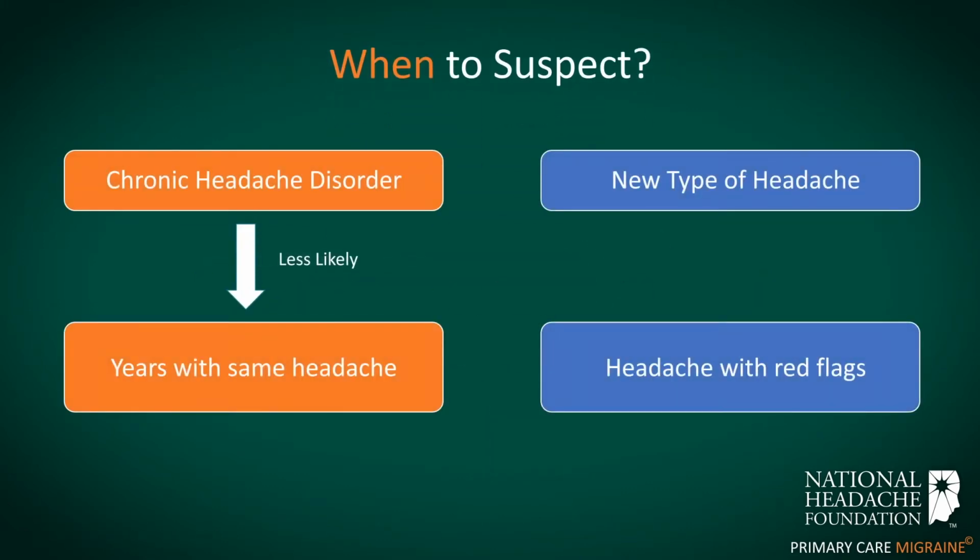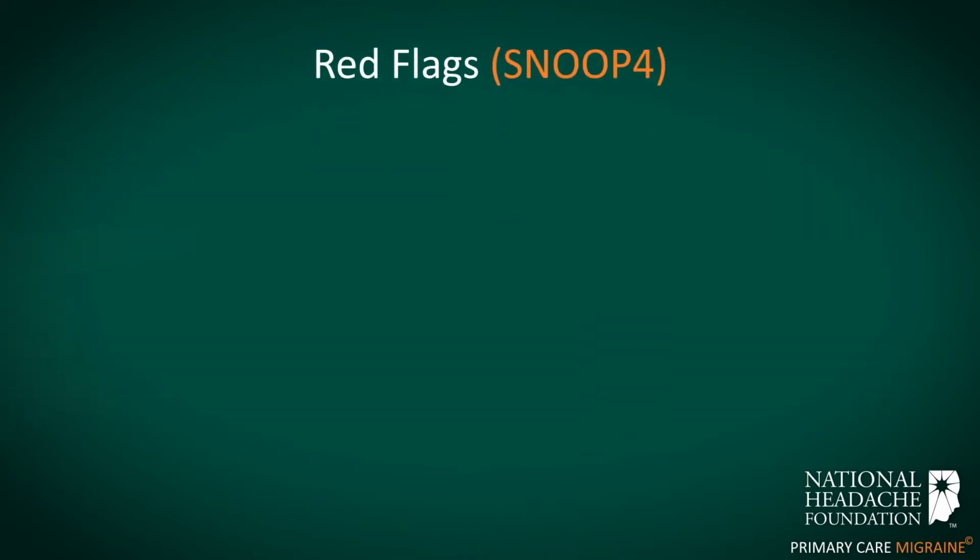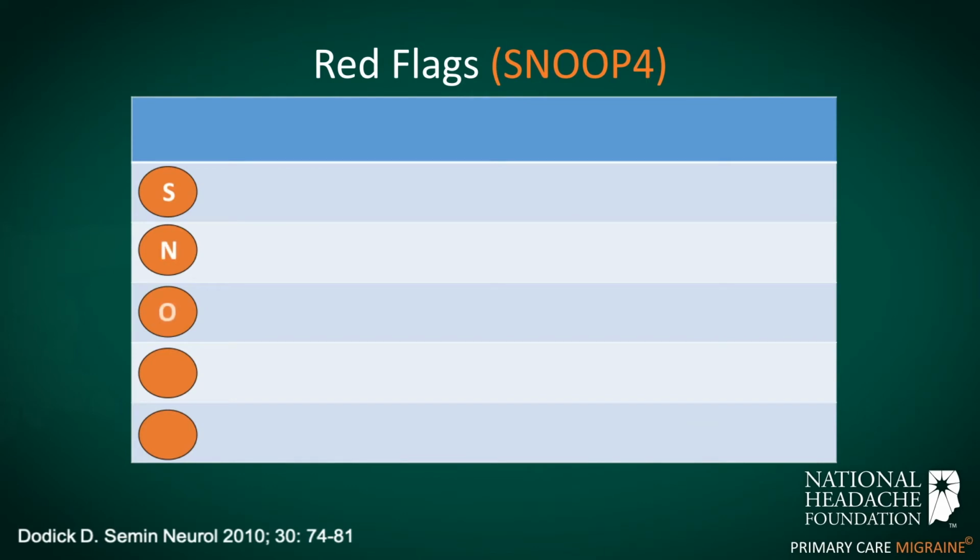So when do you suspect a secondary headache disorder? As shown on the right part of the slide, it's when there is a new type of headache, and particularly when there are red flags for a secondary headache disorder. If they have had a chronic headache disorder with years with the same headache, then this decreases the likelihood that you're dealing with a secondary headache disorder. This table depicts the SNOOP4 mnemonic, which will help you remember the red flags for secondary headache disorders. If a person has one of these red flags, they will likely need a diagnostic evaluation to exclude these disorders.